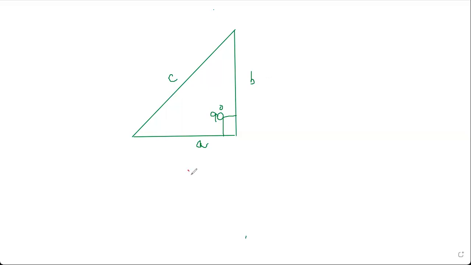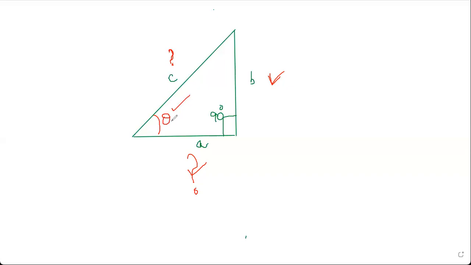For example, if side A is given and side B is given and side C is unknown, then we can go for the Pythagoras theorem. We don't have to waste our time on trigonometry. Sometimes C is given and either B or A is unknown. If two sides are given and one side is unknown, then you can move toward the Pythagoras theorem. But if two sides are unknown and an angle is given, then you can move toward trigonometry.